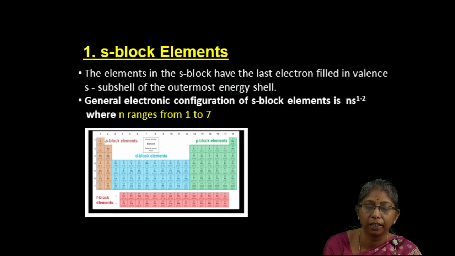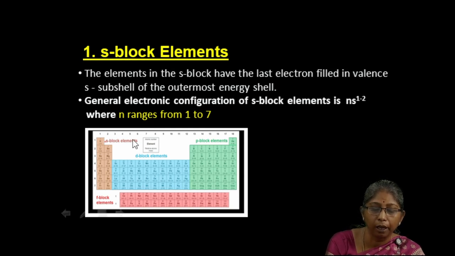See, first one, S block. What are these S block elements? There are 14 elements, and they are the 1A group metals and 2A group metals. So they are alkali metals and alkaline earth metals, and their outermost shell electronic configuration is ns, either 1 or 2. So it will be 1s1 or 2s1, 3s1, 4s1, like that it goes on, so that the value of n ranges from 1 to 7.